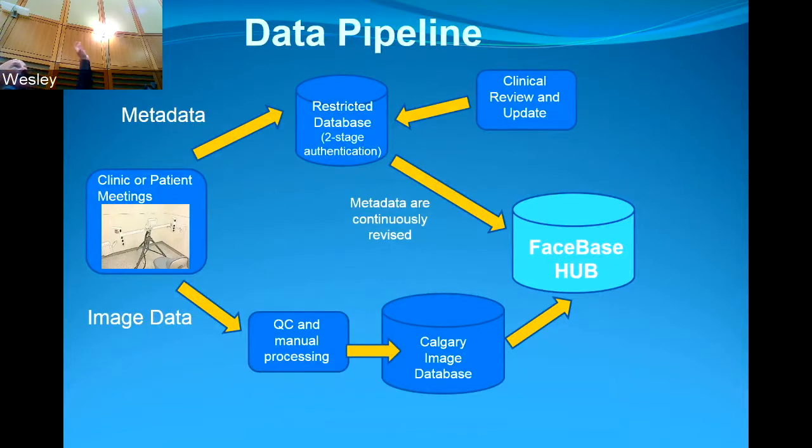We have a data pipeline then in which we collect samples at clinic or patient meetings. There is a fair amount of QC of images that still has to happen, even with 3D MD, as you'll hear. Those go into the Calgary image database and ultimately to the hub. At the same time, the metadata goes into a restricted database. There is clinical review and update, and ultimately those go to the hub as well.